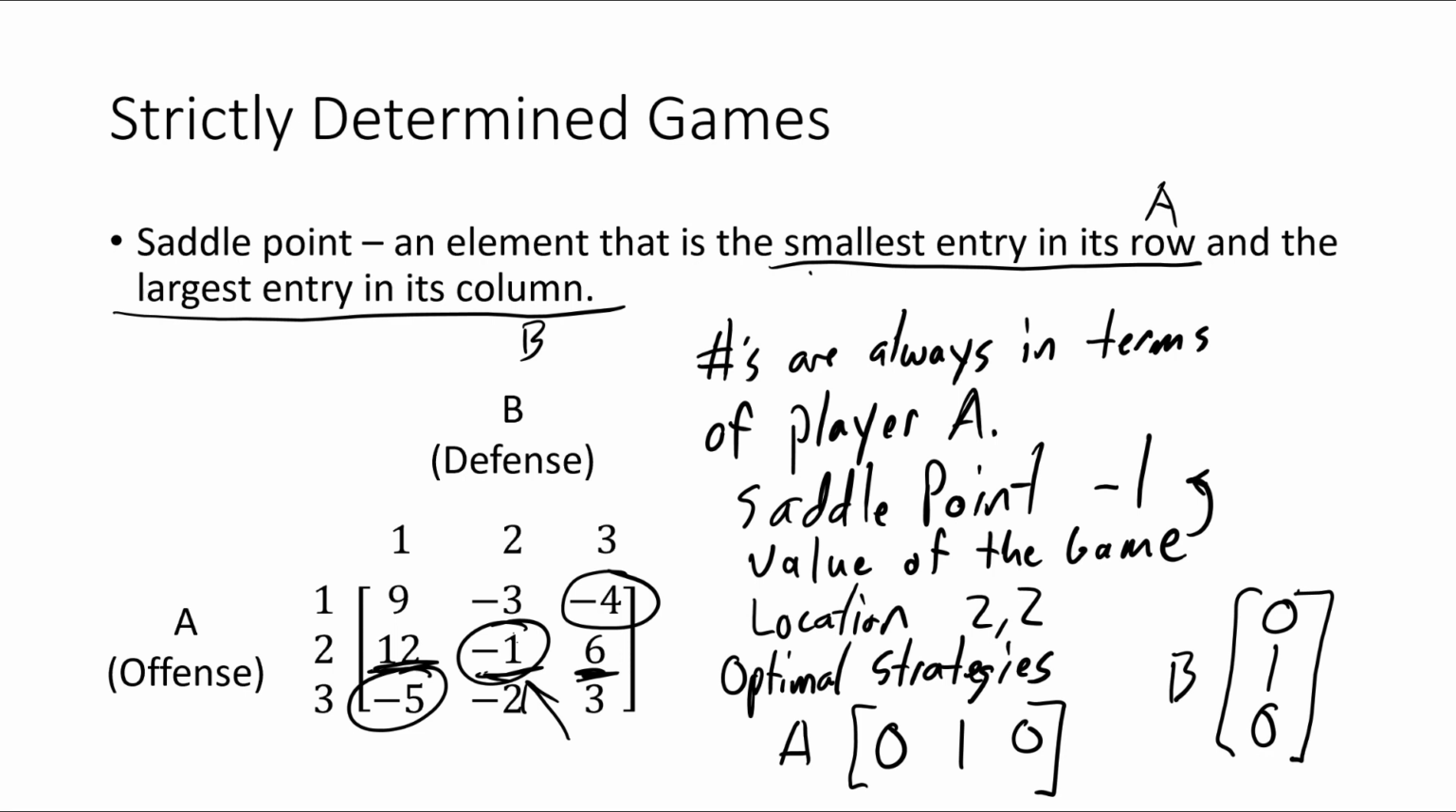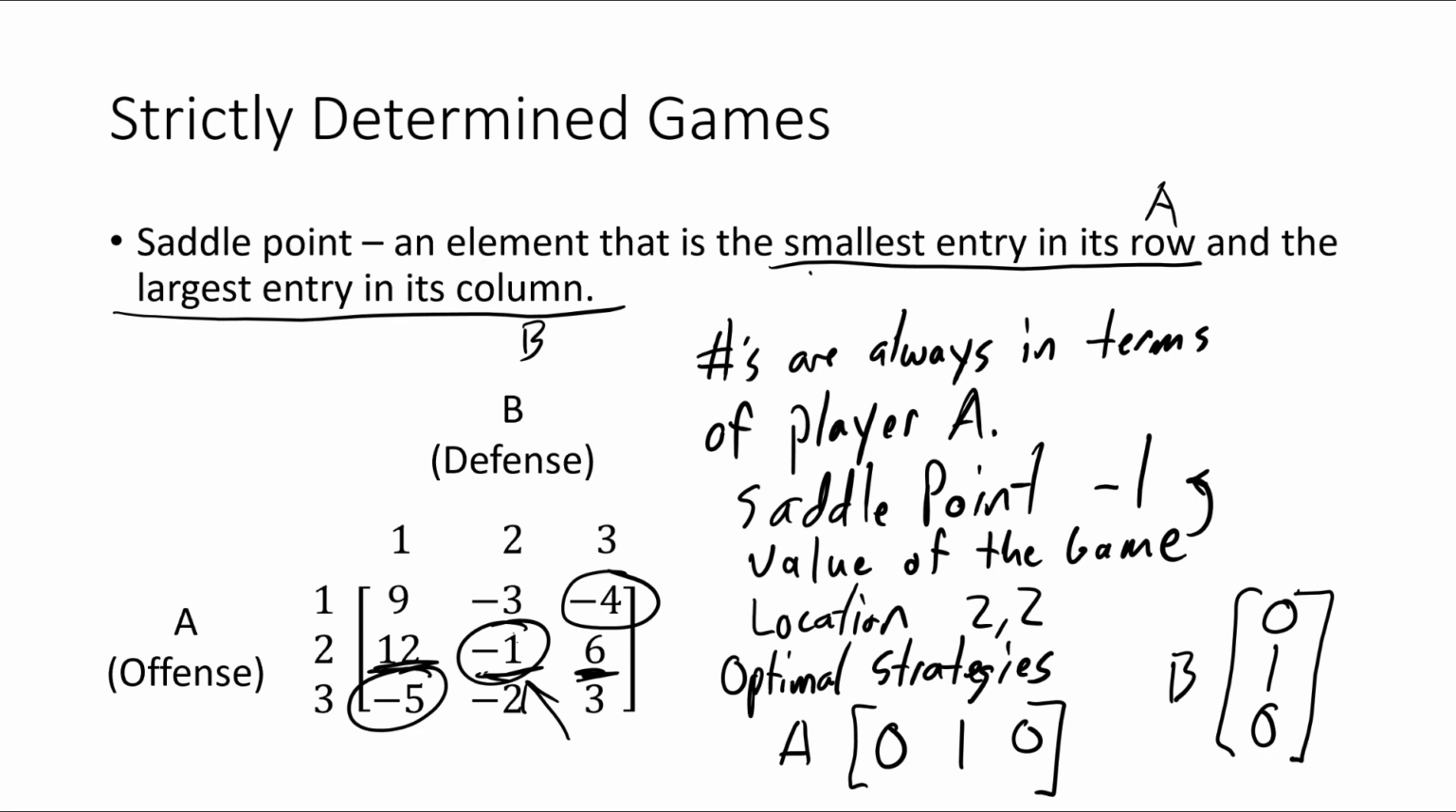So in a strictly determined game, that is a game with a saddle point, the optimal strategies will always be 1s and 0s. When we talk about mixed strategy games, which is what we'll talk about next time, the numbers will add up to 100%, but they could vary. So maybe you've got 25%, 25%, 50%, or maybe you've got a third, a third, a third. So any three numbers that add up to 100 would work as a mixed strategy. But like I said, we'll talk about mixed strategies next time. All right, so that's a saddle point. Again, smallest entry in its row and the largest entry in its column.